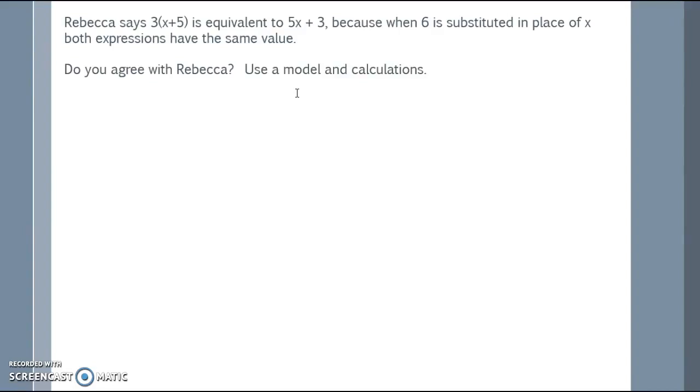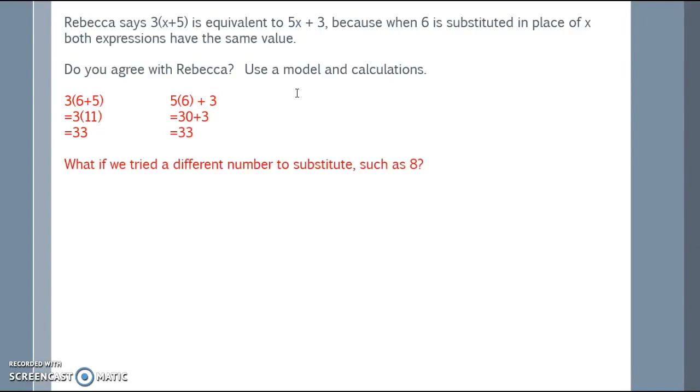Rebecca says that 3 times x plus 5 is equal to 5x plus 3, because when 6 is substituted in place of x, both expressions have the same value. Do you agree with Rebecca? Use a model and calculations. Well, let's replace x with 6 here and see what happens. 3 times the quantity of 6 plus 5 is 3 times 11, or 33. Replacing it into the other expression, I'd have 5 times 6, which is 30, plus 3, which is 33.